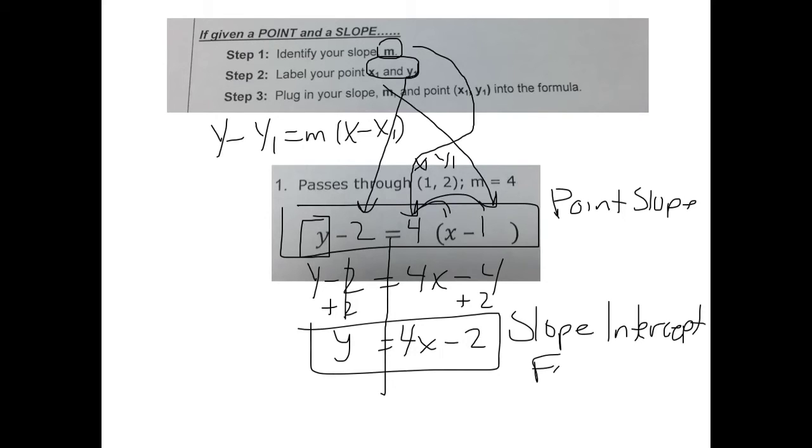And so we put it into point slope form only to change it into slope-intercept form because we're good with slope-intercept form. Remember the benefits of slope-intercept form are we can put this into our calculator and be able to take a look at what it looks like.